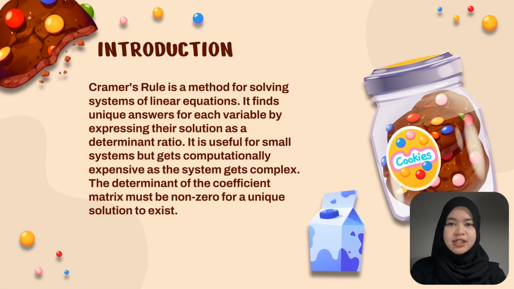About the introduction, Cramer's rule is a method for solving a system of linear equations. It finds unique answers for each variable by expressing their solution as a determinant ratio. It is useful for small systems but gets proportionally expensive as the system gets more complex. The determinant of the coefficient matrix must be non-zero for a unique solution to exist.